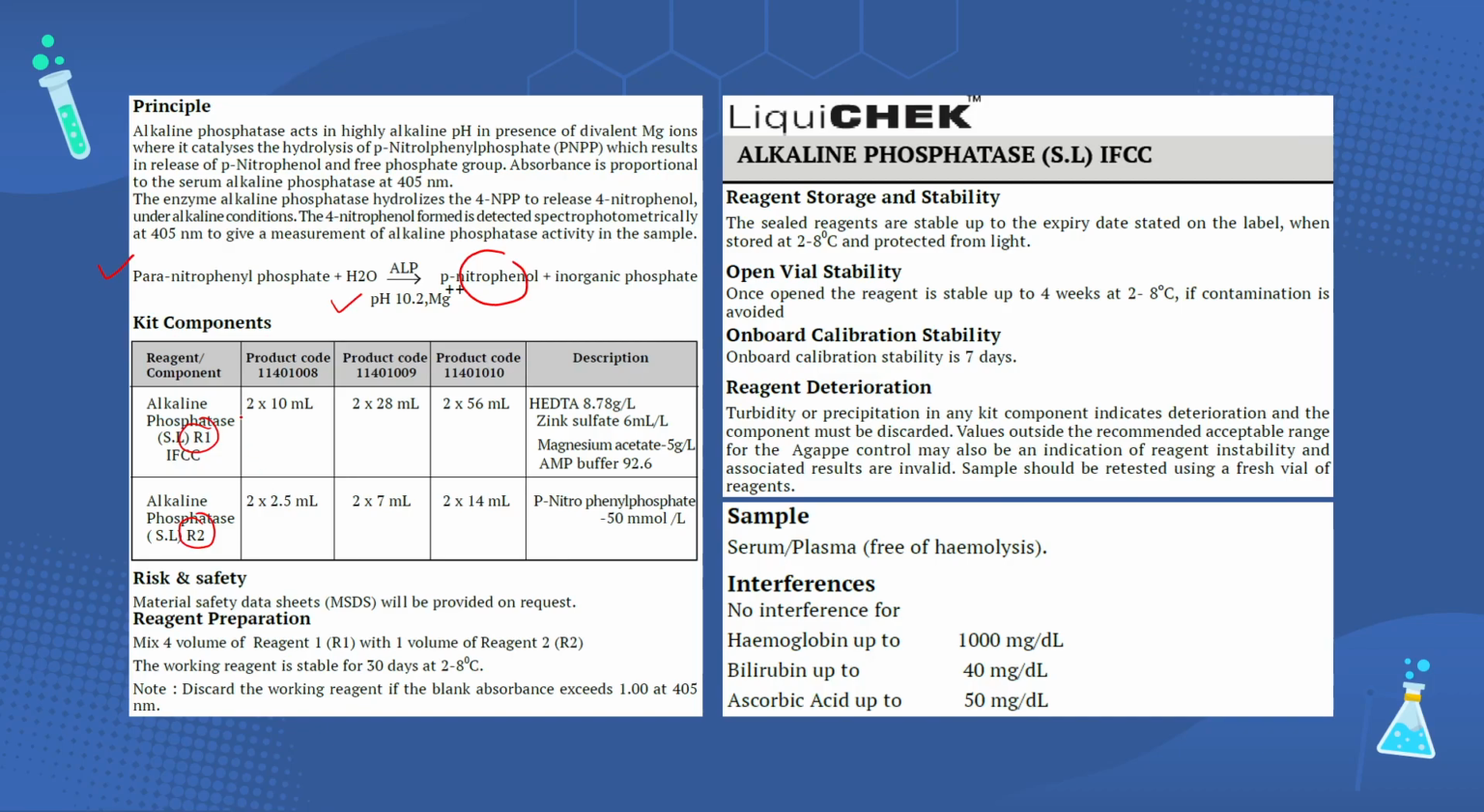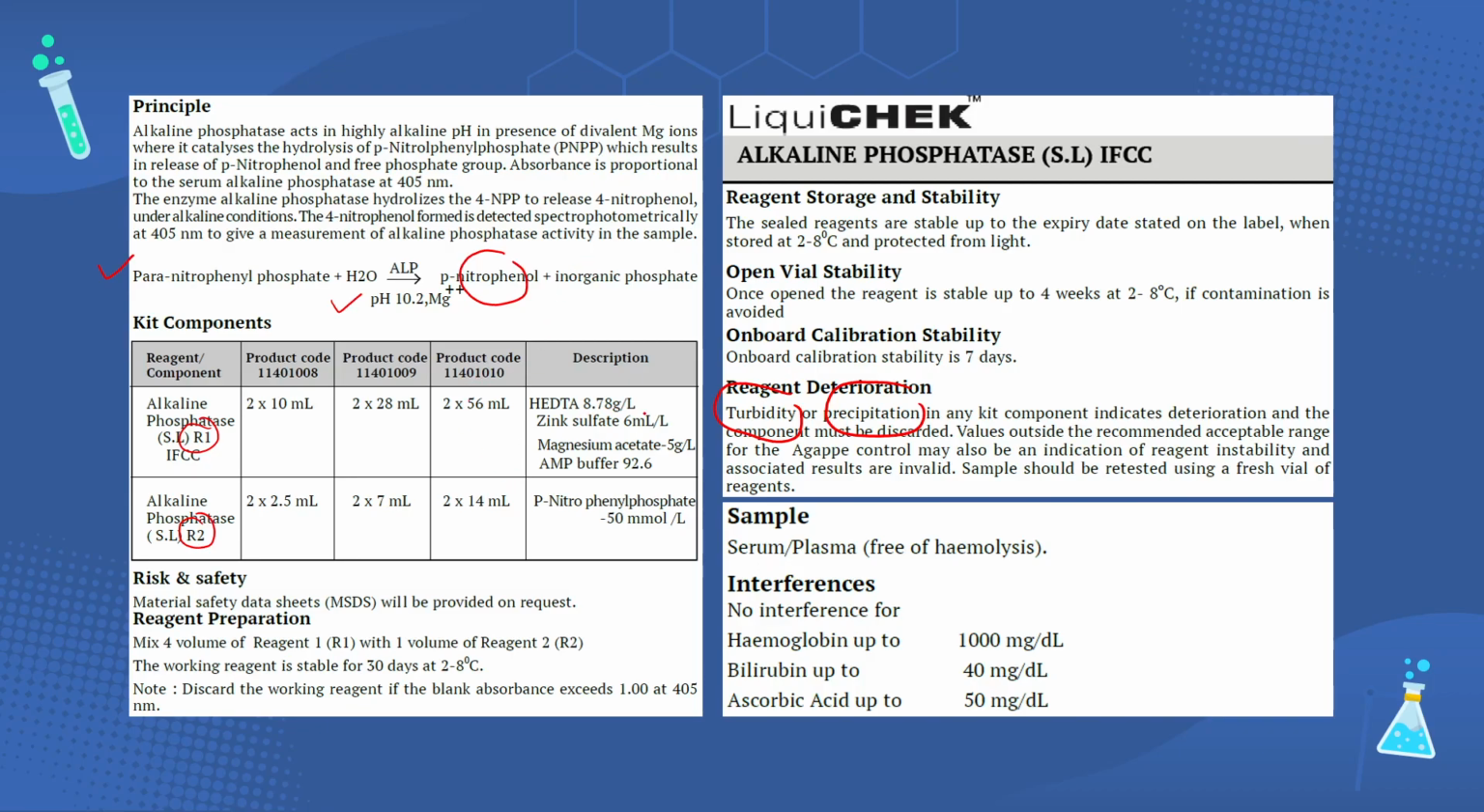So the reagent preparation is still the same, with a 1:5 dilution: 1 volume of reagent 2 and 4 volumes of reagent 1. Same in terms of reagent storage and stability, it is stable until the expiry date as long as it is stored at 2 to 8 degrees Celsius and protected from light. As to reagent deterioration, two things are still emphasized in our package insert: turbidity or precipitation in any kit component will indicate deterioration in our reagent and therefore must be discarded.